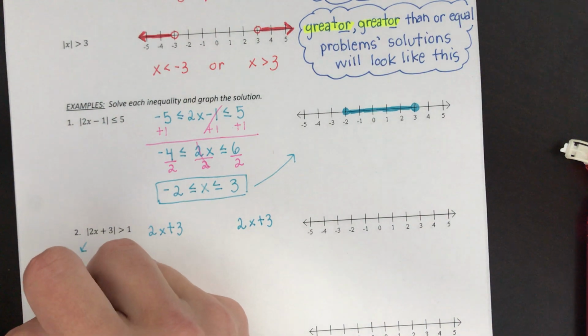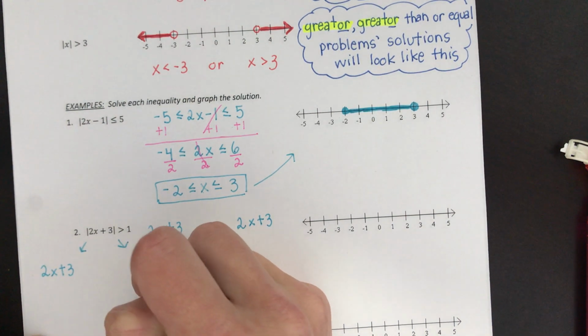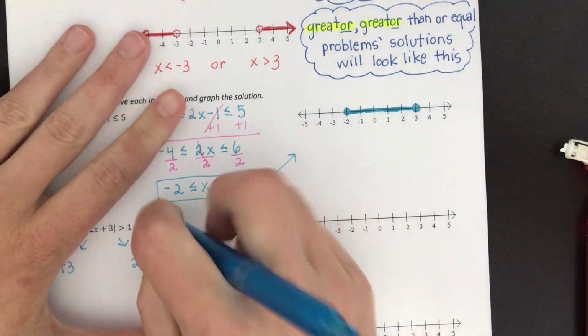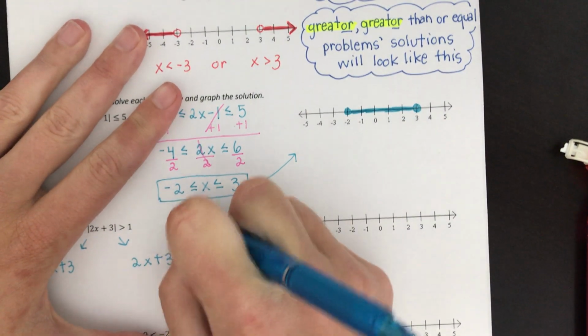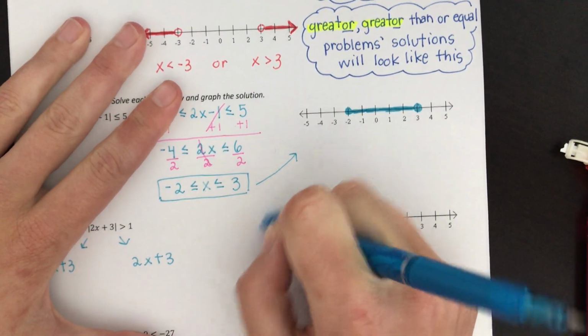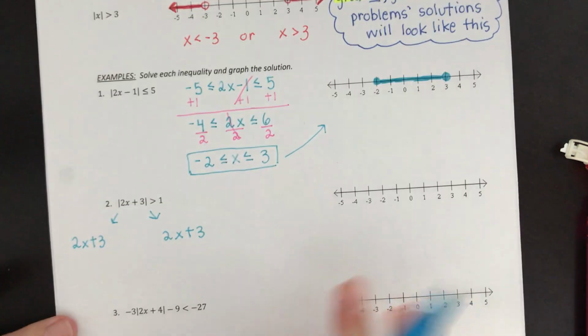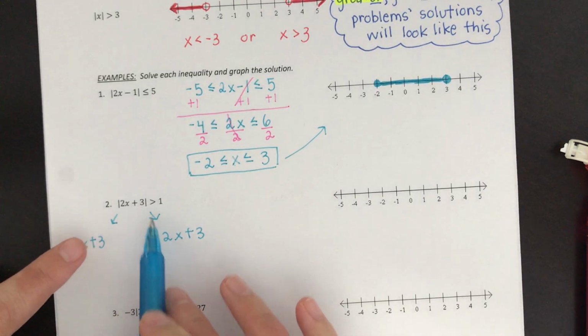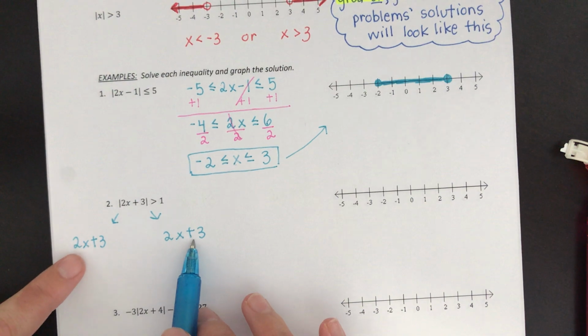Hopefully you're using pencil, sorry, or erasable pens like me. Okay, so I just want to show you the similarities here. So just like when we did solving equations, you're going to take out the 2x plus 3 from the bars. You're going to keep it the same on both.